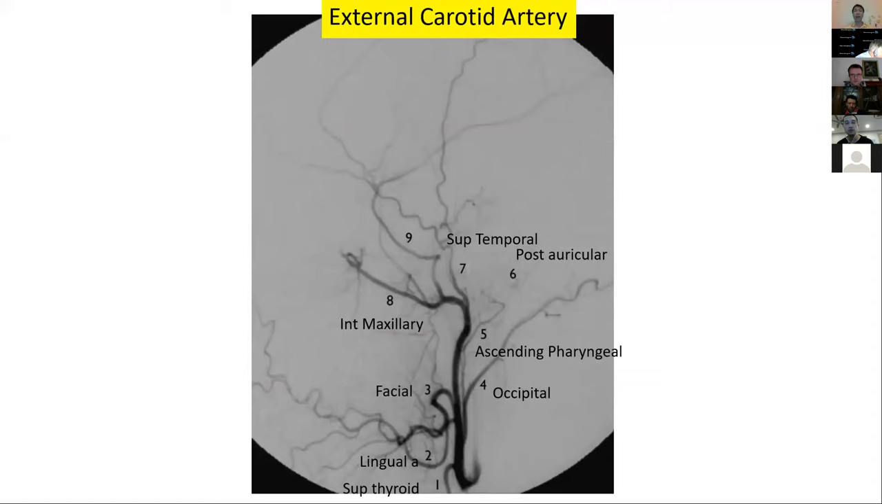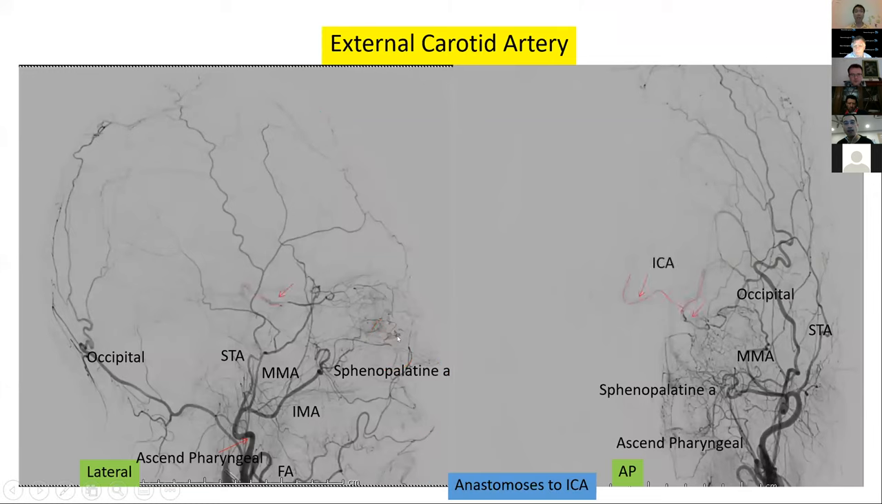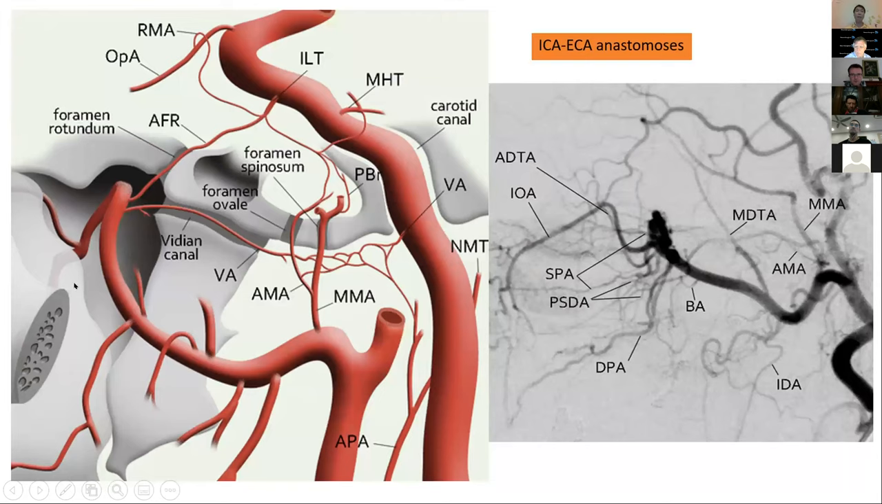The external carotid artery has many branches, as you know before, but the most dangerous anastomosis is here. Can you see this arrow sign? This means the middle meningeal artery can anastomose to the ICA. If we embolize this branch, the embolic material can go to the ICA and cause stroke, or go retrograde to the ophthalmic artery. The patient can have problems with visual acuity.